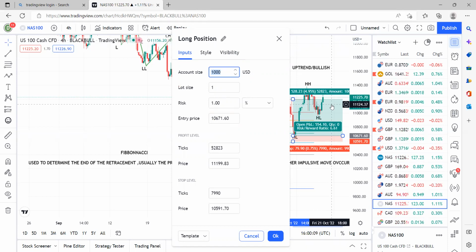So the more you reduce your stop loss, the better for your take profit. When you reduce your stop loss, it means it must be giving you enough space to enter another trade to give you more risk to reward.